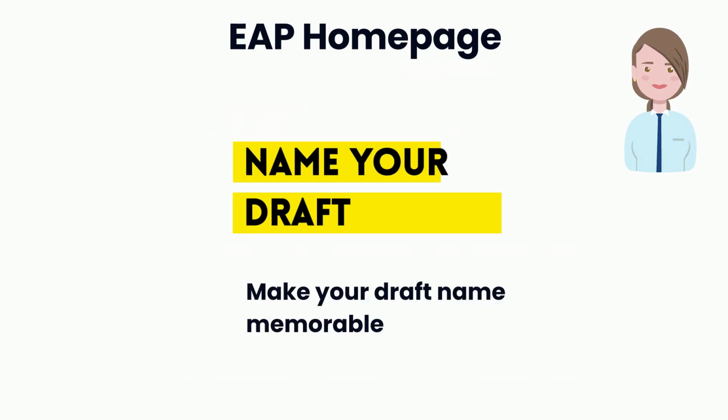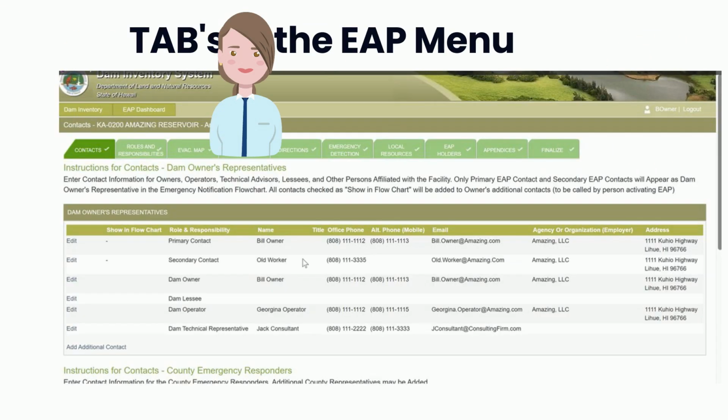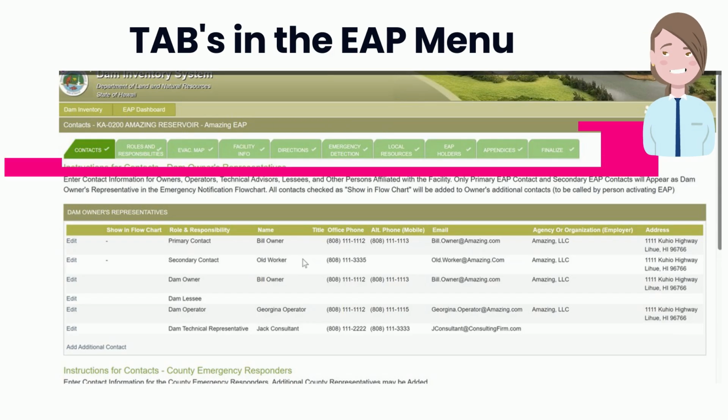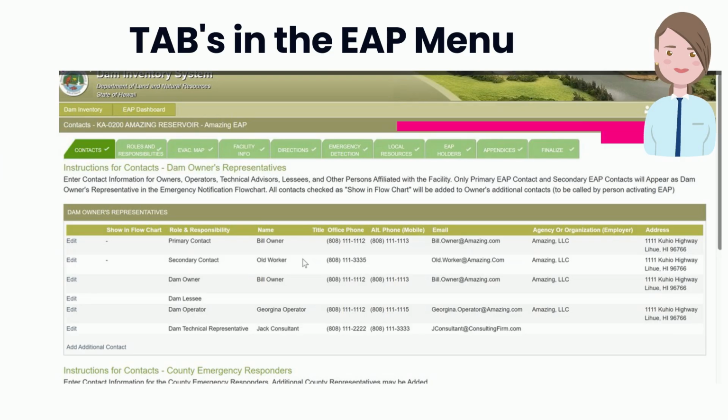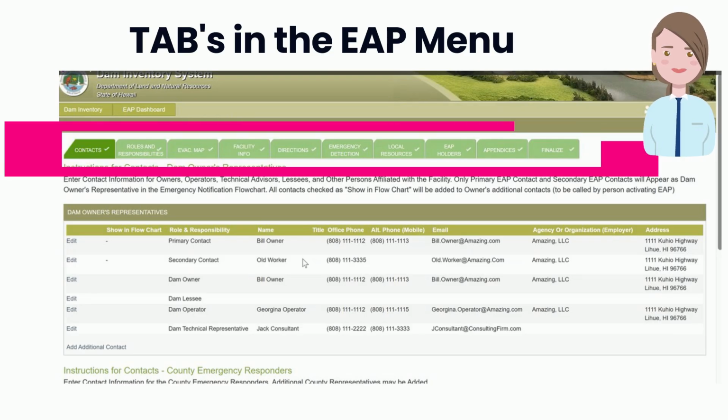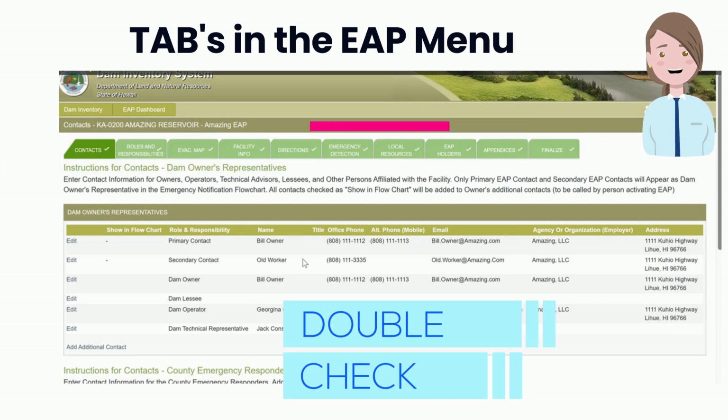Next, name your draft with a recognizable name that Bill can identify in his list of drafts. These red and green tabs represent the 8 sections that need to be completed before an EAP can be finalized. Even though most of these sections are green because you already provided the information for your previous EAP, it is important to double-check that information has not changed or doesn't need to be updated.